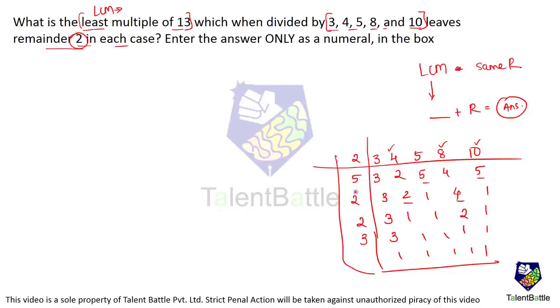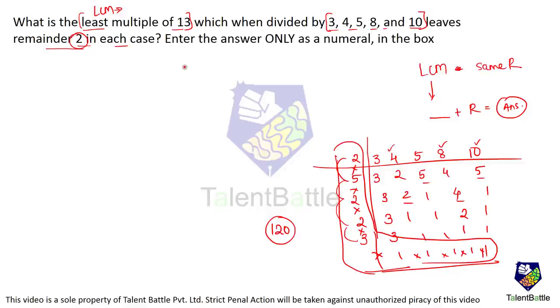So the LCM comes out to be this. It is 2 into 5 into 2 into 2 into 3 into 1 into 1 into 1 into 1 into 1. So 5 2s are 10, 10 2s are 20, 20 2s are 40, 40 3s are 120. This is the LCM. 120 is the LCM, but this is not the answer. The answer is going to be 120 plus 2, that comes out to be 122.